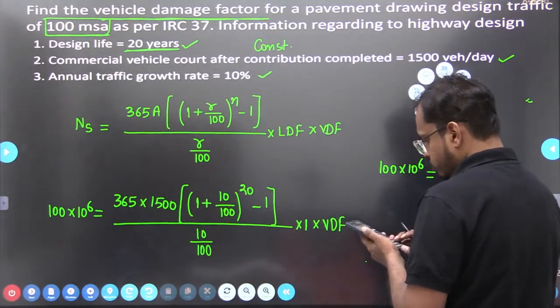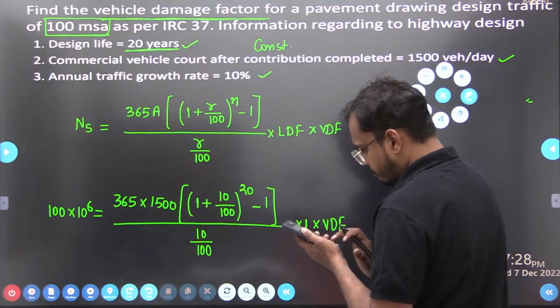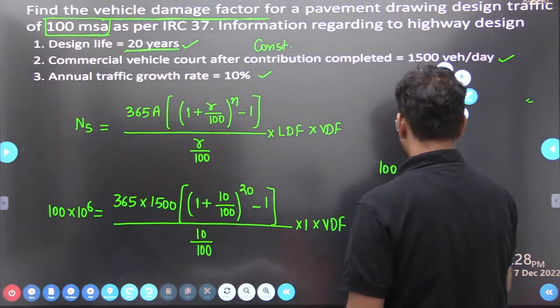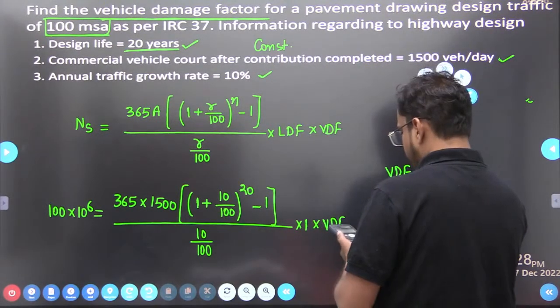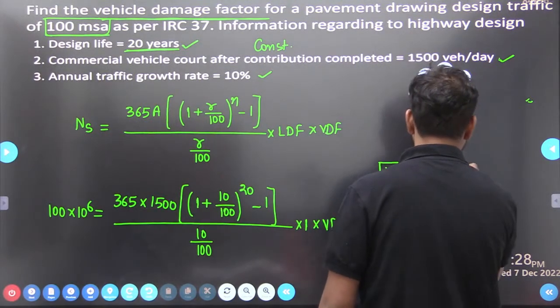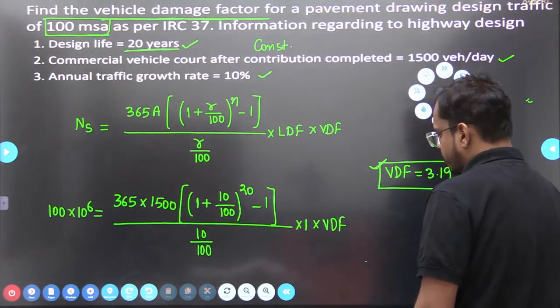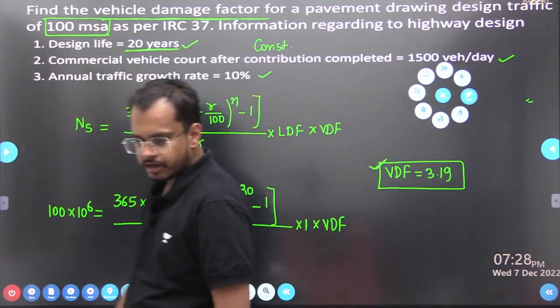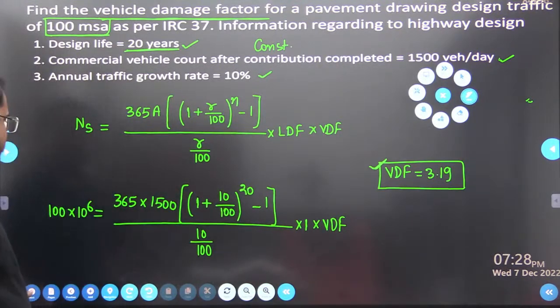So 100 E6 dividing by this answer. So vehicle damage factor will come out equal to 3.19. It is the value of vehicle damage factor. Am I right? Vehicle damage factor will come out 3.19. Clear? So it is one of the very easiest problems.